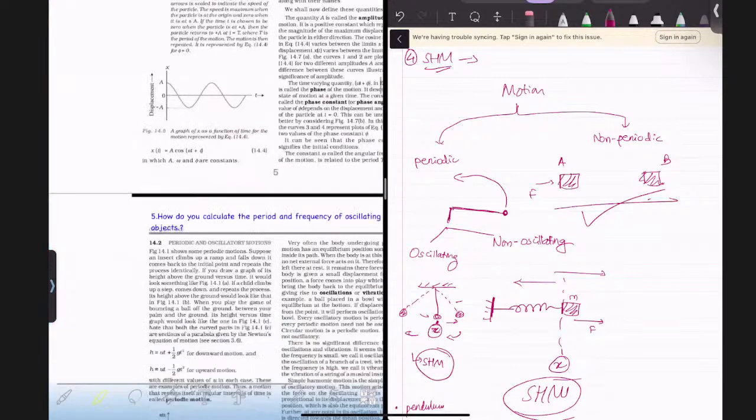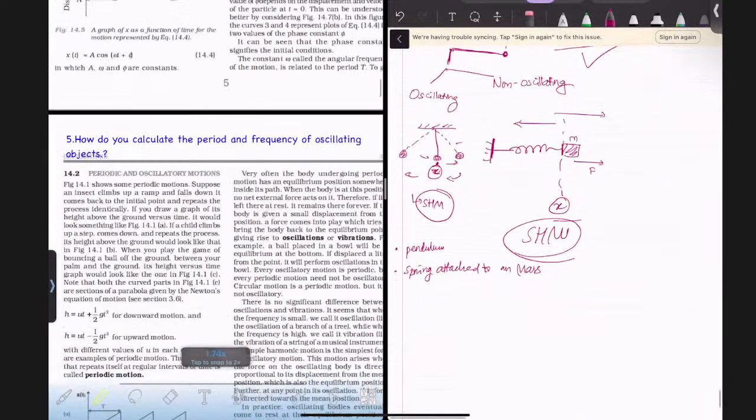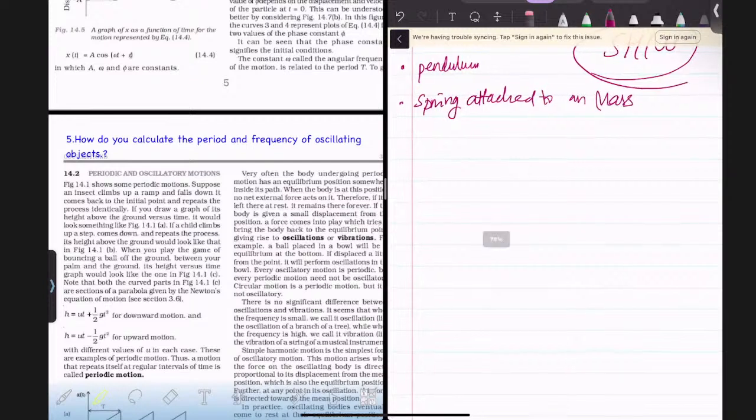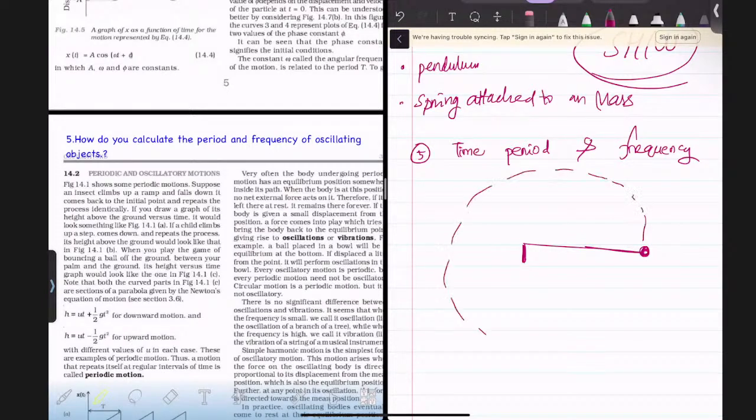So moving forward to the next topic, next question: how do you calculate the period and frequency? How do you calculate the period and the frequency of an oscillating object? Time period and frequency of an oscillating object. So इसको मैं बताने से पहले एक मैं एग्जांपल ले लूंगा जो मैं पहले दिया था. एक रोप है और यहाँ पे एक स्टोन अटैच्ड है जो कि रिवॉल्व कर रहा है.